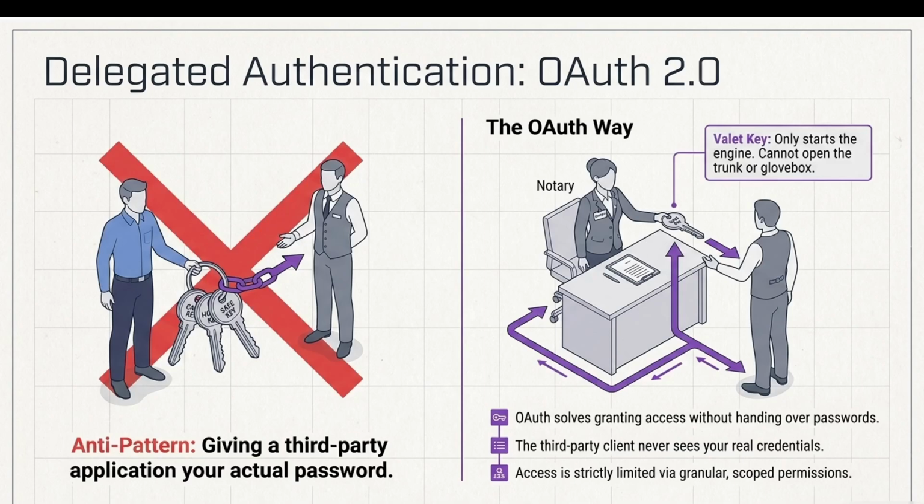You might find here the OAuth way: a valet key only starts the engine, and cannot open the trunk or glove box. OAuth solves granting access without handing over passwords. That means without actually showing the passwords, it just grants the access to go through the website. That means granting authorization. The third-party client never sees your real credentials. Access is strictly limited via granular scope permissions, only after the permissions are allowed or given, right? Please move ahead, Pawan.